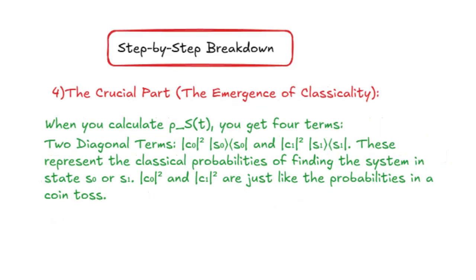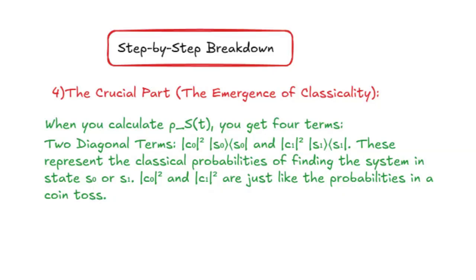4. The crucial part, the emergence of classicality. When you calculate rho S of t, you get 4 terms. 2 of them are called the diagonal terms. Absolute value of C0 squared times ket S0 bra S0, and absolute value of C1 squared times ket S1 bra S1. These represent the classical probabilities of finding the system in state S0 or in state S1.